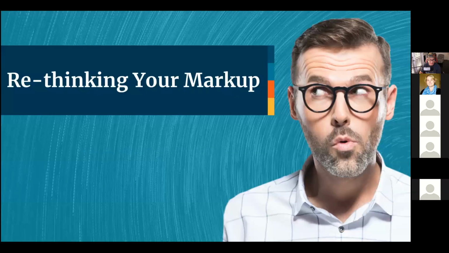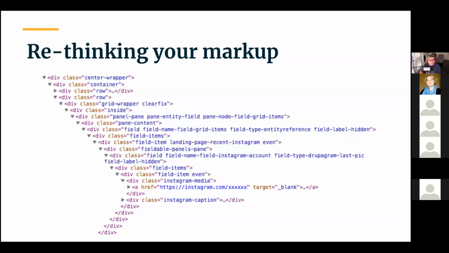So, rethinking your markup. Has anybody encountered something like this before? We're working on a Drupal site. I'm sure just about all of us have. This is actually code from a project that I worked on, and if you look at this, the only thing being actually printed on the page is one link for an Instagram social media. And here we have a river of divs.